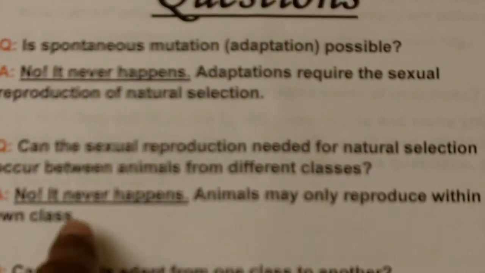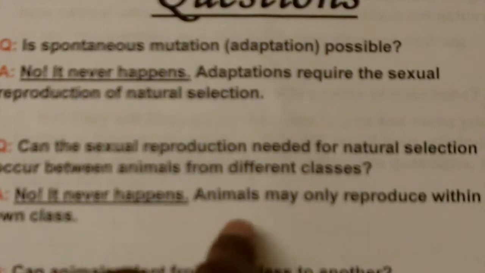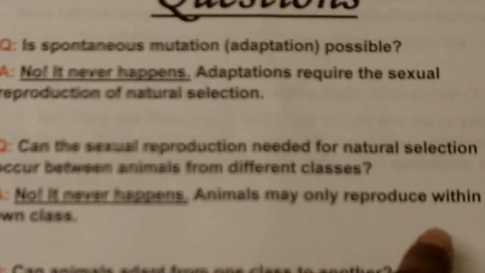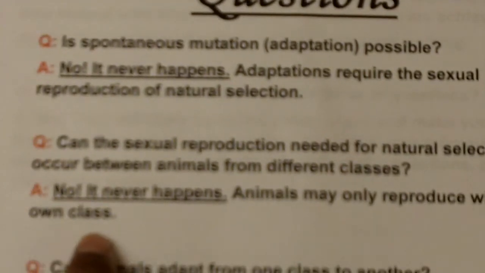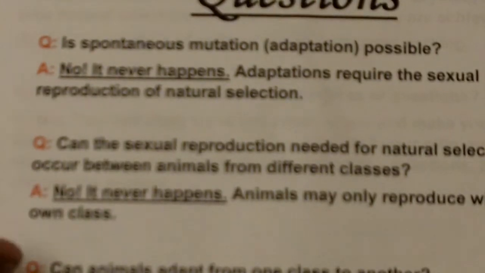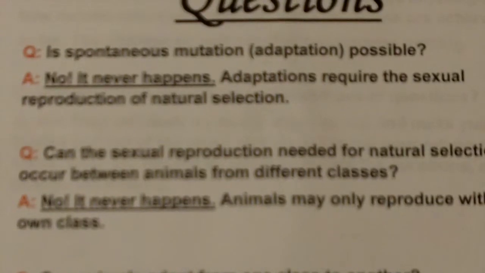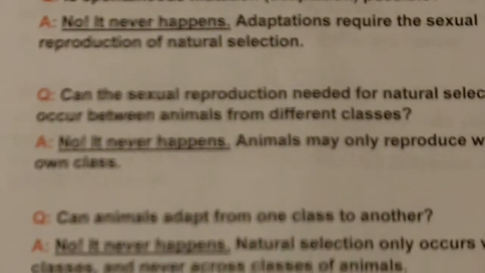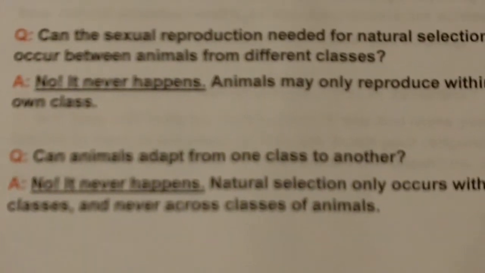No. The answer is no. It never happens. Animals may only reproduce within their own class. You can't mate different animals from different classes and get anything. You can try it as long as you want. You'll never get anything. It doesn't happen in or outside of a laboratory.